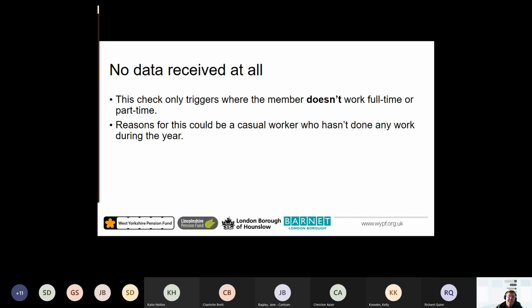No data received at all. This check only triggers where the member doesn't work full or part-time. The reason for this could be that they're a casual worker who hasn't done any work that year.